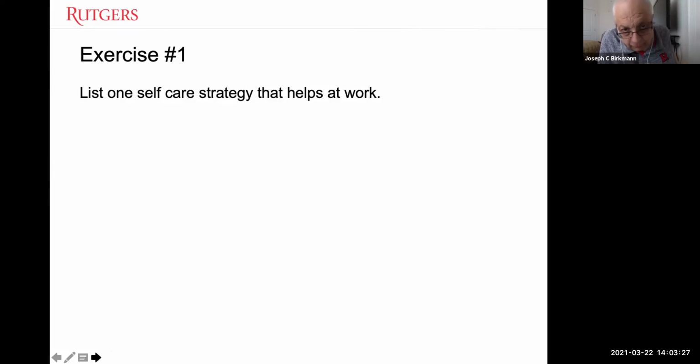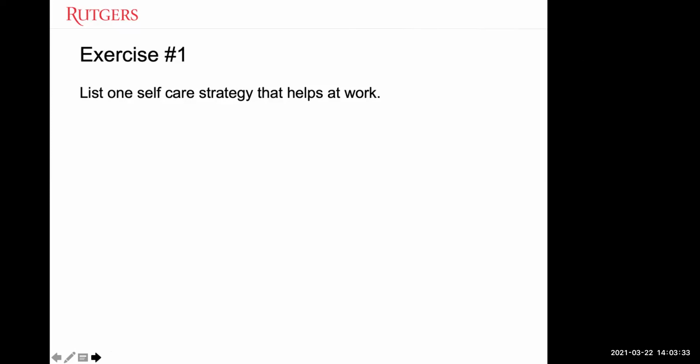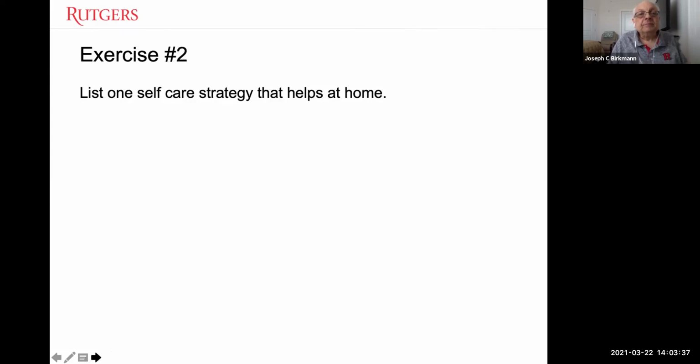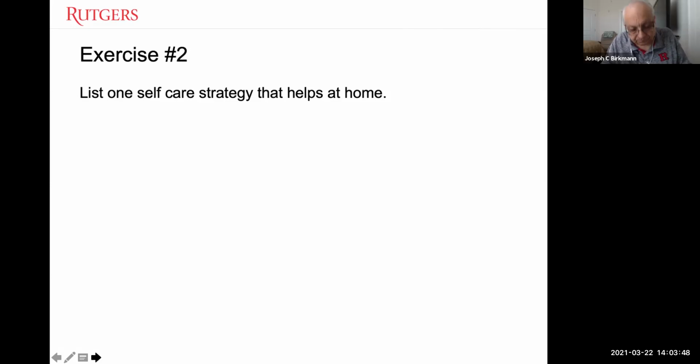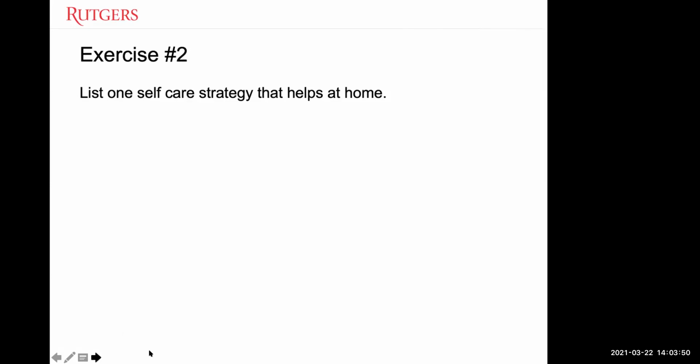Yeah. Someone also mentioned a really important one, which is this life-work balance. Oh, yeah. We're going to talk about that in a couple minutes, actually. So let's look at exercise number 2. What's a self-care strategy that helps you at home? Because this is the life-work balance, right? We can't just take care of ourselves at work. What are some of the things that let you be able to do the kind of work you do? How do you take care of yourself at home?